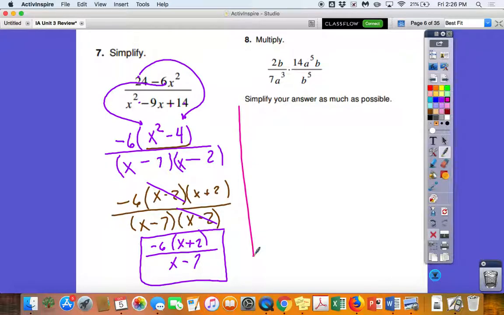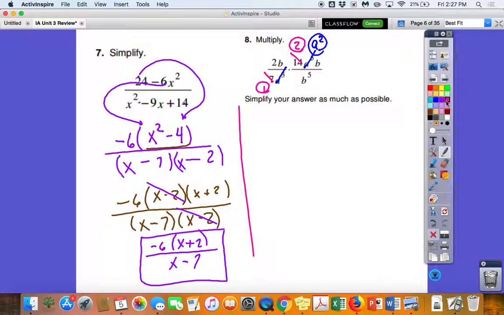Is there anything in the bottom that reduces with 2? I don't see a thing. Is there anything in the bottom that reduces with 14? Yes. 7 goes into 7 1 times. 7 goes into 14 2 times. All right, then move on and do something else. I've got A's. I have 3 A's in the bottom and 5 A's in the top. So I'm going to do the difference. So these 3 cancel here. 5 minus 3 is 2, so that's going to be a squared up here.